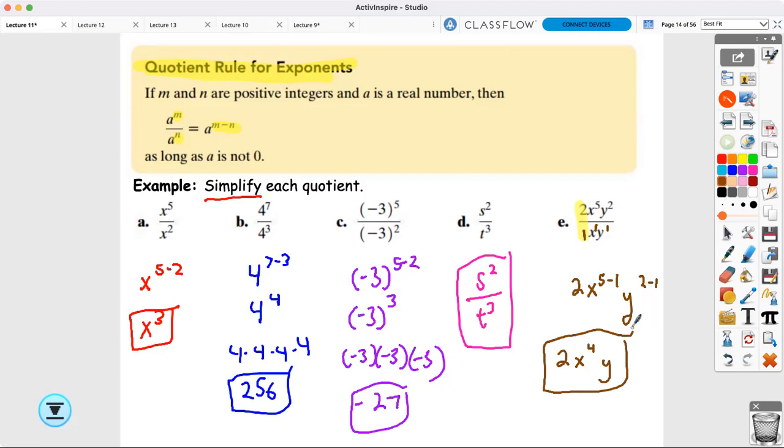Any questions on how I did the quotient rule, or any of the simplifying I did? Any questions? All right, anyone need more time to copy before I give you the practice problems? If you need more time to copy, let me know when you're good.